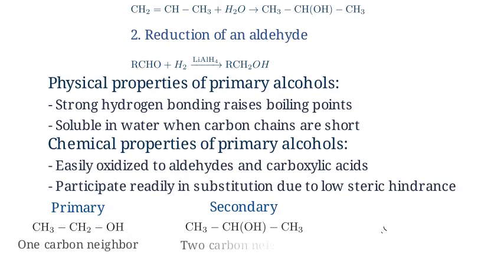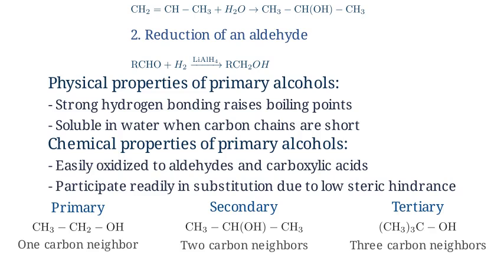Let's look at 3 examples to identify whether the hydroxyl carbon is primary, secondary, or tertiary. CH3-CH2-OH has the hydroxyl carbon bonded to only one other carbon, so it is primary. CH3-CHOH-CH3 has the hydroxyl carbon bonded to 2 other carbons, so that makes it secondary. (CH3)3COH has the hydroxyl carbon bonded to 3 carbons, making it tertiary.